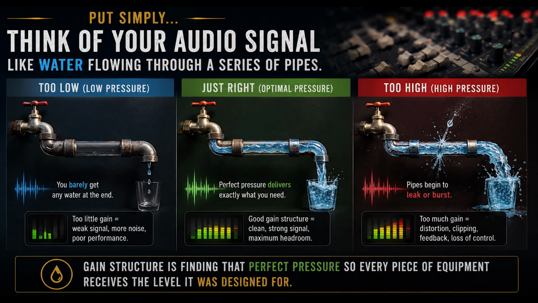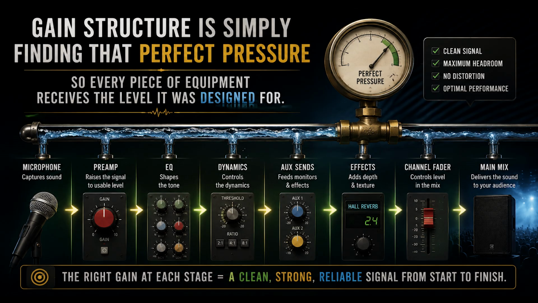Put simply, think of audio signal like water flowing through a series of pipes. If the water pressure is too low, you are barely going to get any water on your end. If the pressure is too high, pipes begin to leak or burst. Gain structure is simply finding the perfect pressure so that every piece of equipment receives the level it was designed for.